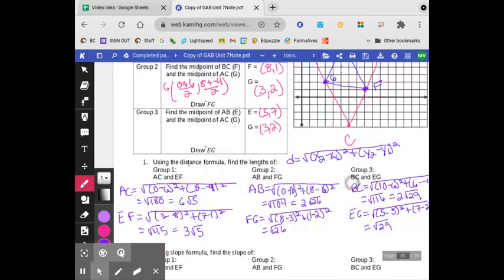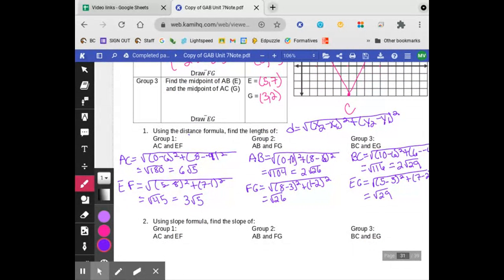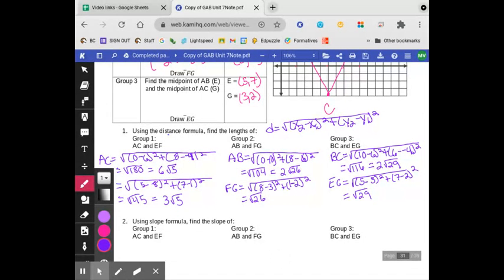Okay, so group number 1, you should have found AC equals square root of 180, which simplified as 6 radical 5, and EF is the square root of 45, which simplified as 3 radical 5. Group 2 should have found AB is 2 radical 26, FG is radical 26, BC should have been 2 radical 29, and EG is radical 29.